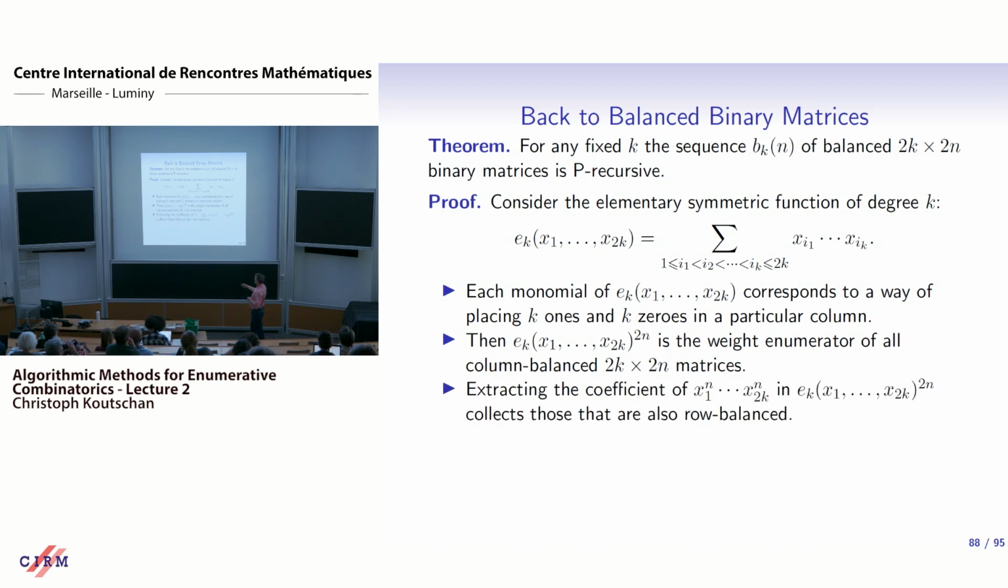And since the number of ones in each row are counted by x1, x2, and so on, we can extract the coefficient, because we want that when the matrix has 2n columns, there should be n ones in each row. So that corresponds to picking the coefficient where all variables have power n in this power. Then this coefficient tells us how many matrices among these column balanced are there that are also row balanced.